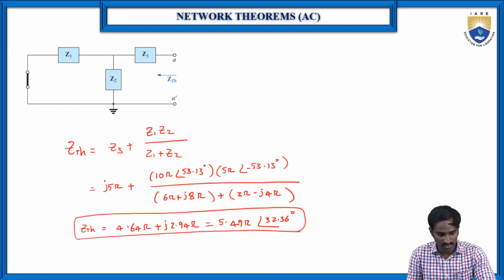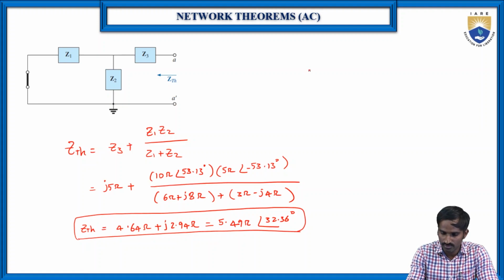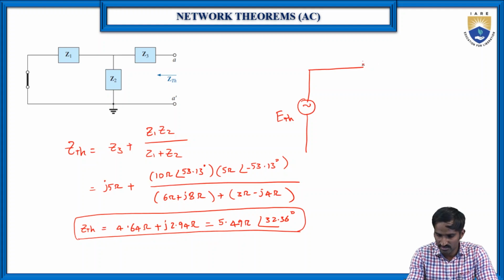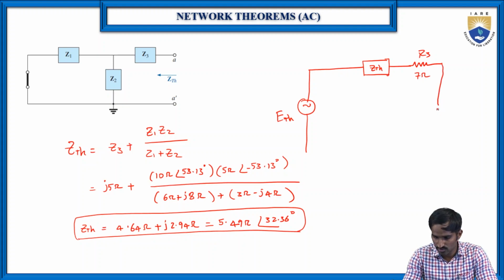Then the Thevenin's equivalent circuit is like this, which is E Thevenin's. This E Thevenin's is in series with Z Thevenin's. And again the load resistor is there, because here we are finding in between A and A dash. So in between A and A dash, there is another resistor, which is R3, whose value is 7 ohms. And also there is another source, which is E2.